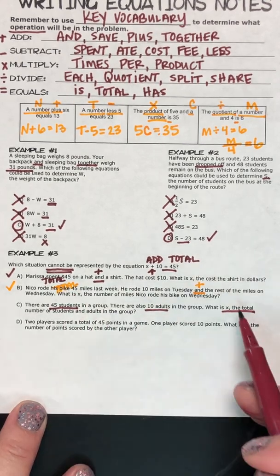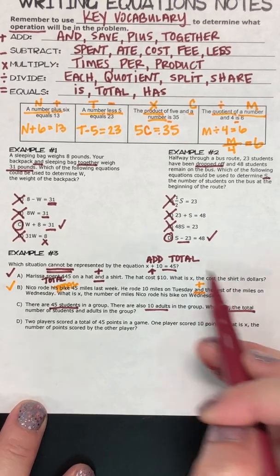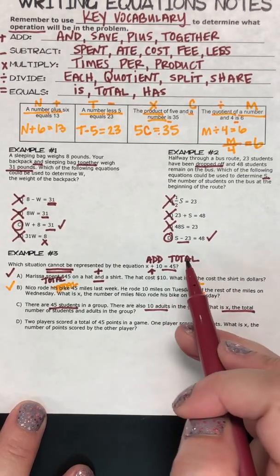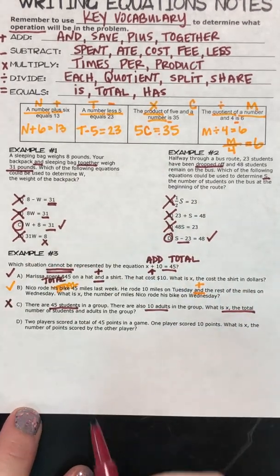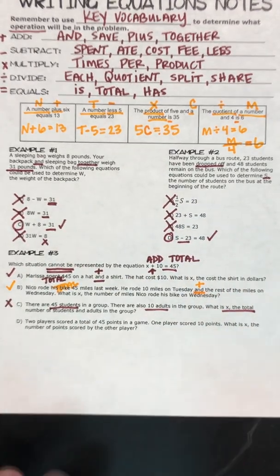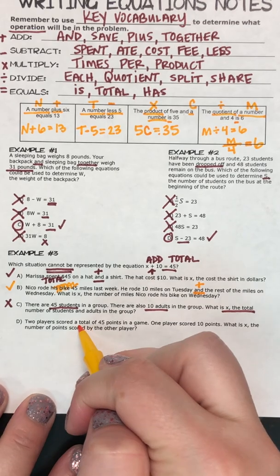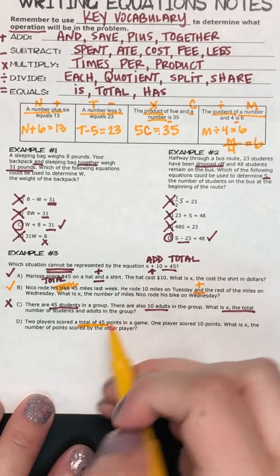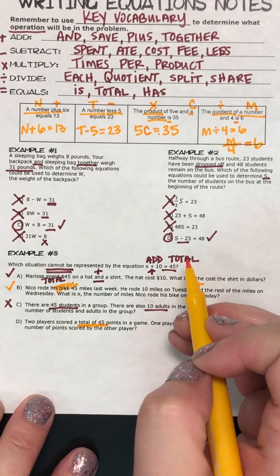But in this case, it says what is X, the total? So if X is the total, can it match our equation up here? The answer is no, it cannot. So we're pretty sure that C is going to be our answer, but let's check D. So in this case, it says 2 players scored a total of 45. So in this case, I don't need to label it total because it tells me. So that matches total of 45.